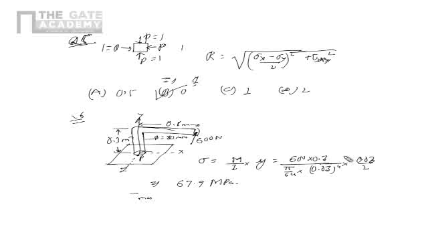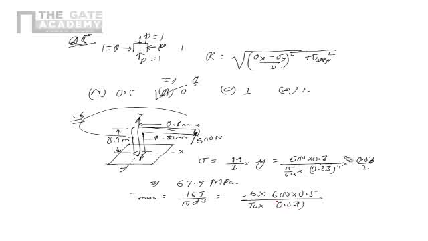The maximum shear stress is nothing but 16T upon pi d cube, which is 16 into torsion. Now you see the value of torsion at point P will be nothing but this into this one. So this is 600 into 0.5 upon pi into d cube, which is 0.03 cube.